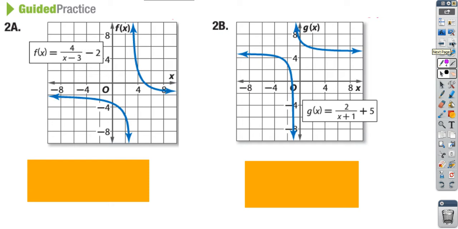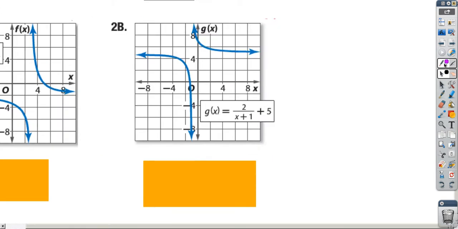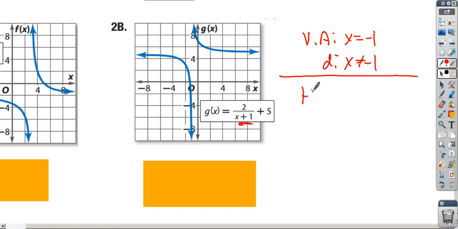Let's see if we can do one more here. Let's do number 2b right here, or I should say letter 2b. Okay, so let's do this. So first of all, the vertical asymptote is x equals -1. That means the domain is x does not equal -1. Okay, the horizontal asymptote and the range, well, the horizontal asymptote is this number. We basically moved this graph up 5 units.